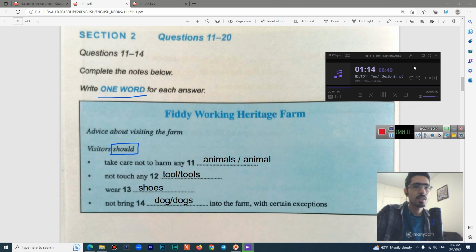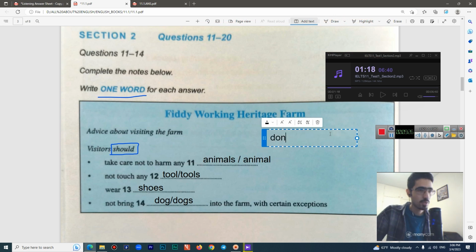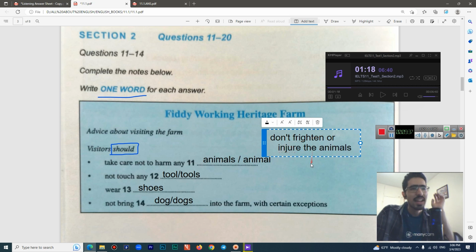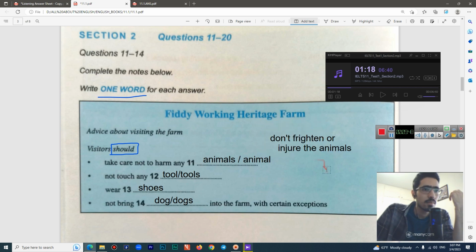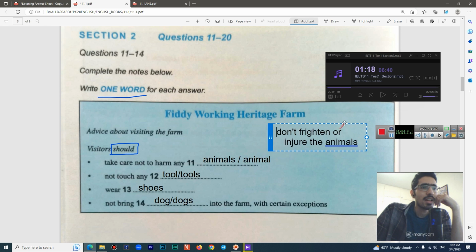Listen again. As it's a working farm, please don't frighten or injure the animals. You know, frighten means scare them. Don't scare them. I actually heard animals. That's why. Injure means hurt. Don't hurt them. Don't harm them. Don't injure them. And don't scare them. This is what the CD said. I heard animals. That's why I wrote animals.